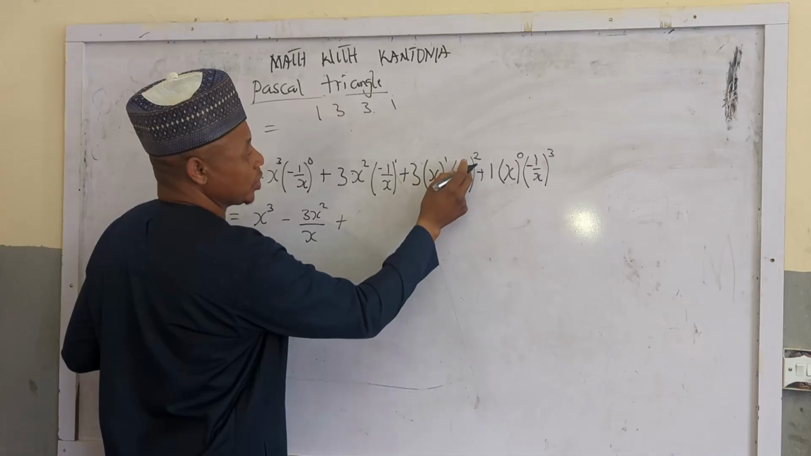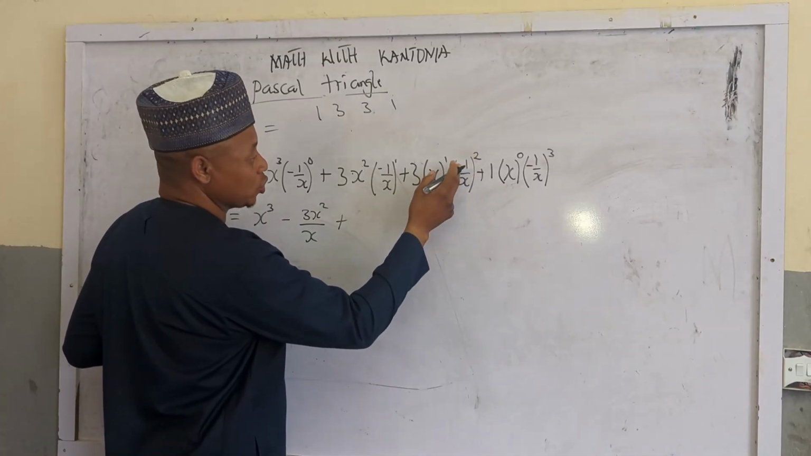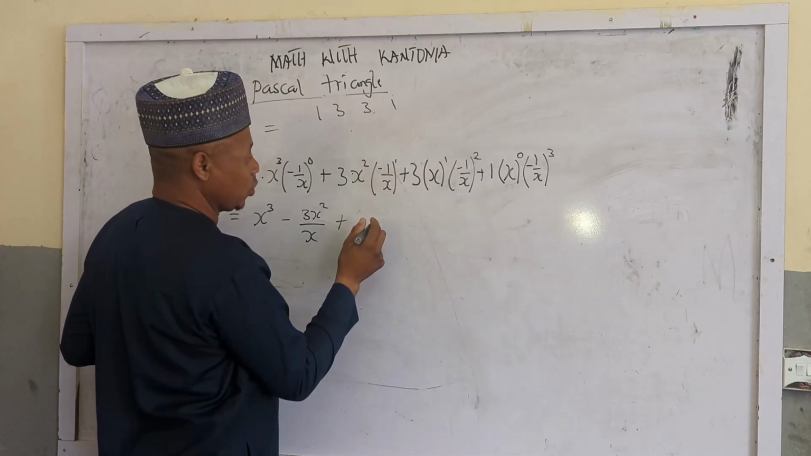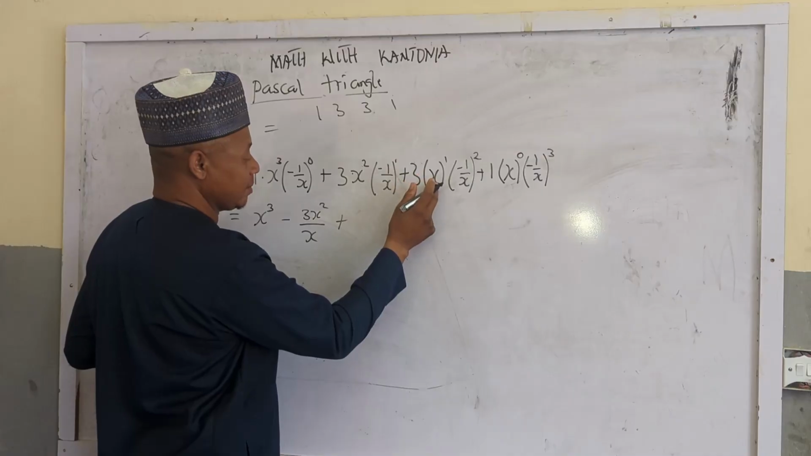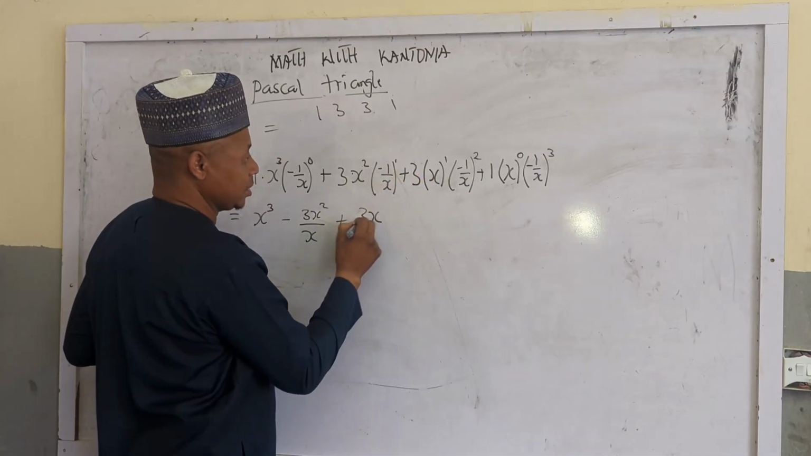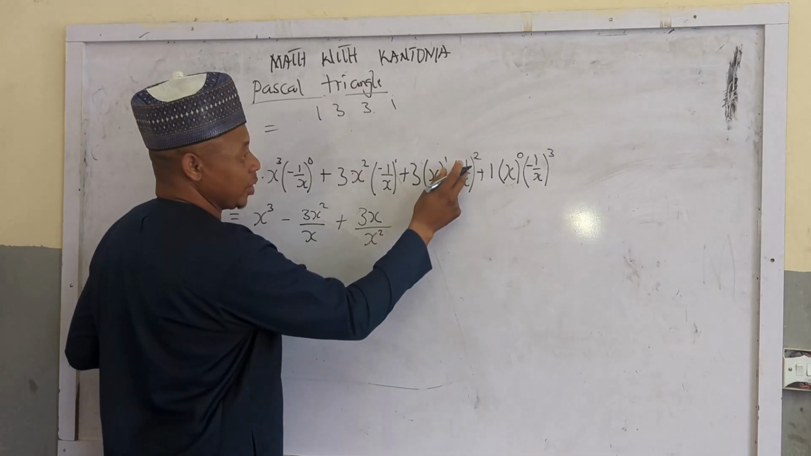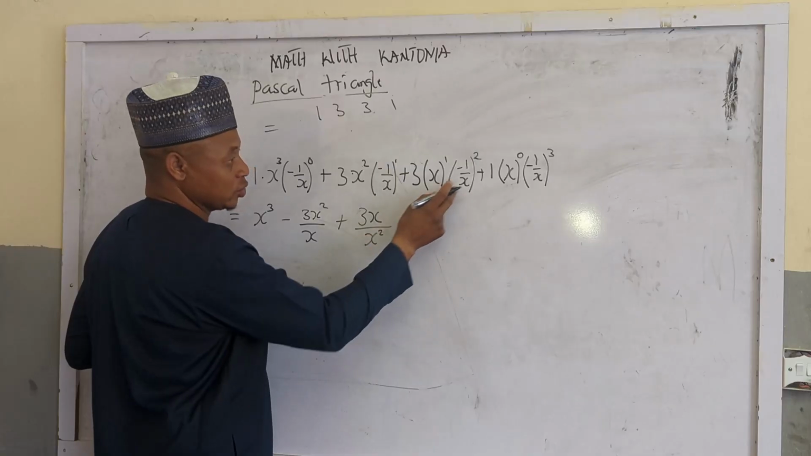Then next we add this, we have plus. Minus 1 squared is 1, it will give us a positive value. So I have 3 times x raised to the power of 1, which is 3x, all over x squared. This is minus 1 squared, which is 1 over x squared. So 1 times 3x will give us 3x over x squared.